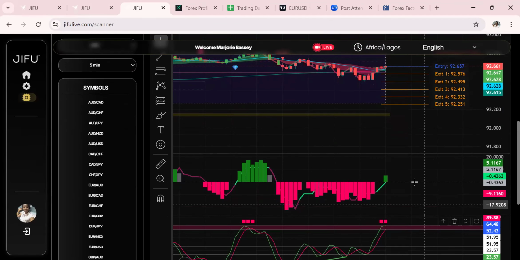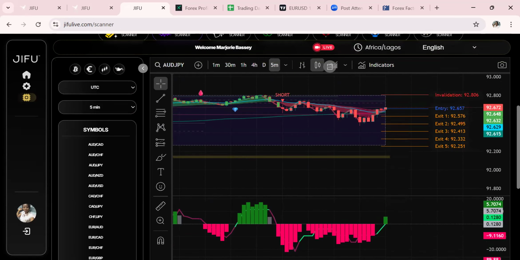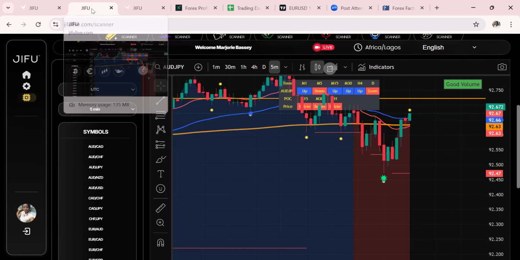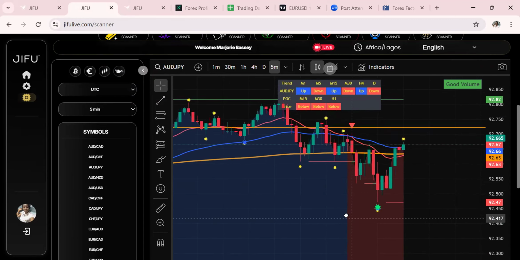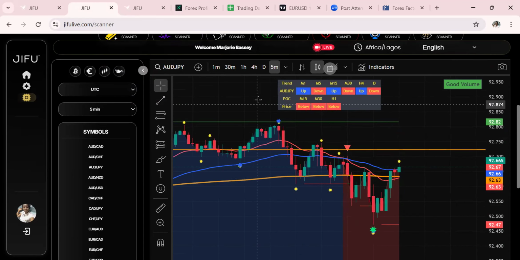Just give it a bit, because here the volume bar has just started showing bullish volume. So just wait a bit and let's monitor until the trend changes on this thing, on the kill shot scanner. So very important, guys.